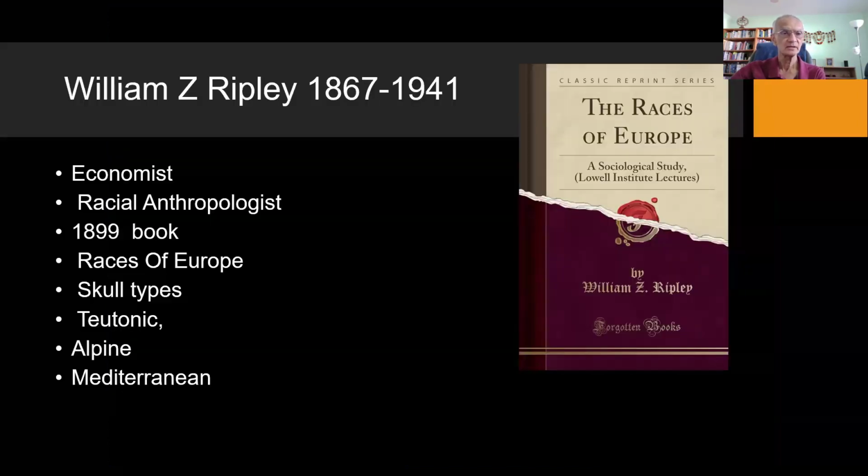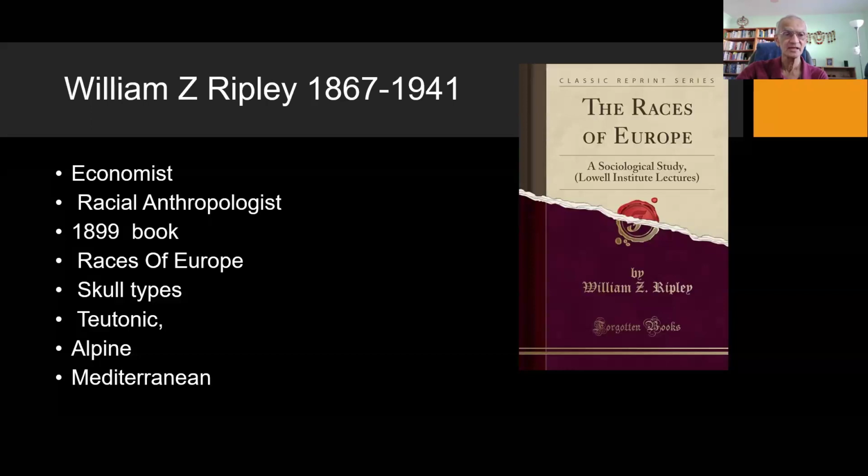Now, obviously, a variety of people dabbled in writing things about race and science. One has to chuckle that this was an economist. What does an economist have to do with races? But obviously, everybody thought they were self-styled experts and had a passing interest. So this was a book. He was an American who wrote a book about the races of Europe, and he became a racial anthropologist.